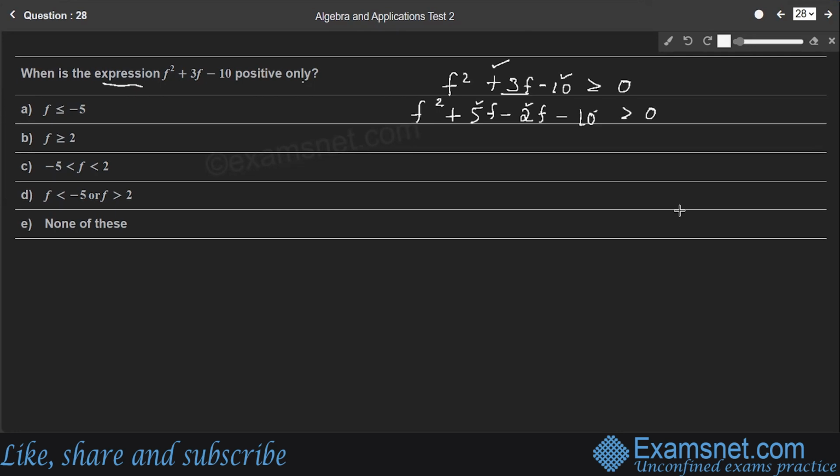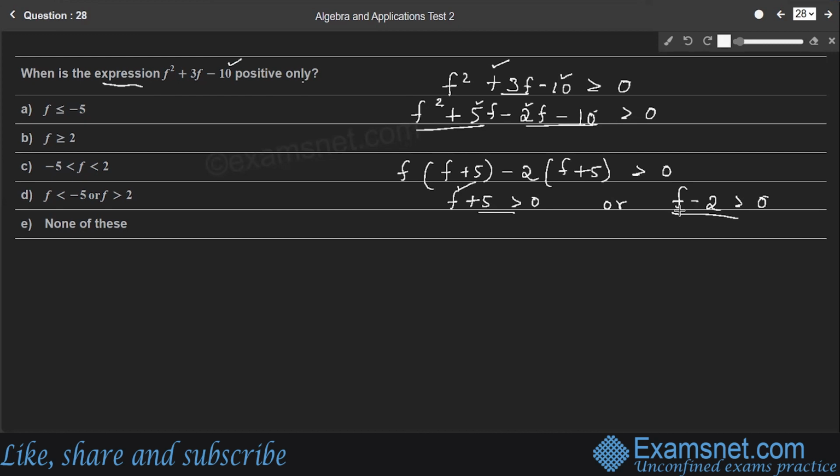So the expression is greater than 0. Consider the first two terms where f is common. So f plus 5 is the remaining term. Minus 2 is common in the last two terms, and the remaining term is f plus 5, which is greater than 0, right? So here f plus 5 is greater than 0 or f minus 2 is greater than 0. For these values of f under these two conditions, the given expression is positive only, that means greater than 0.